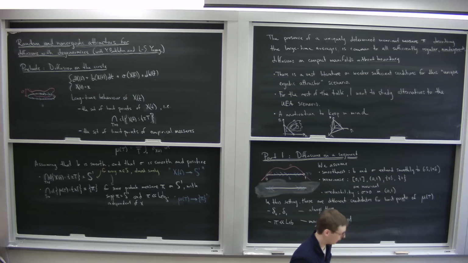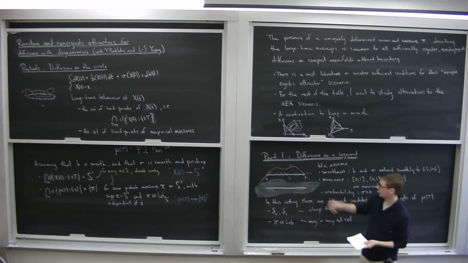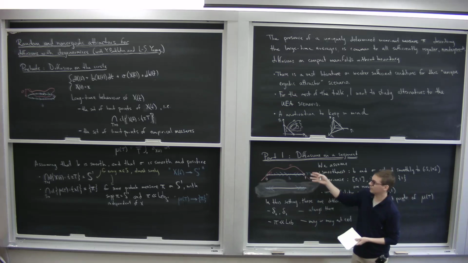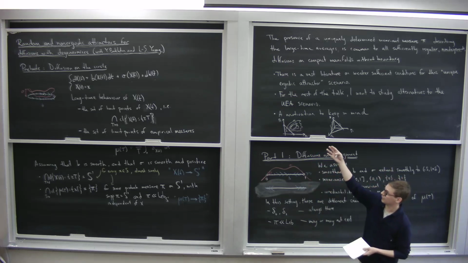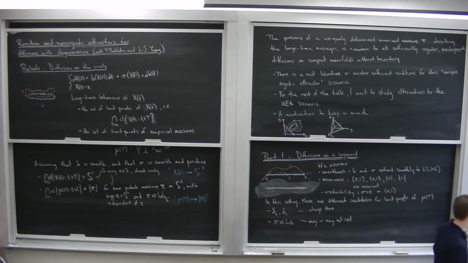And now the idea is that if you start doing this kind of thing, but in higher dimensions, then you can get both random and deterministic and both ergodic and non-ergodic limit points. Okay, so that's part 2.